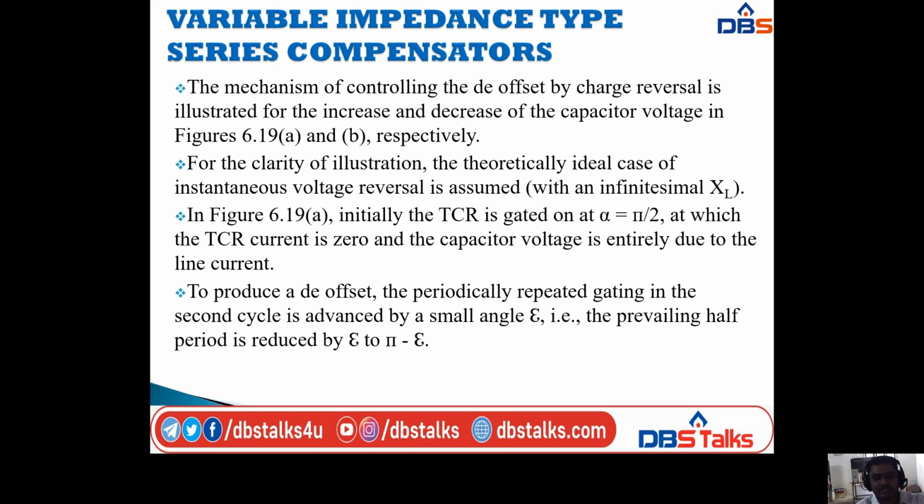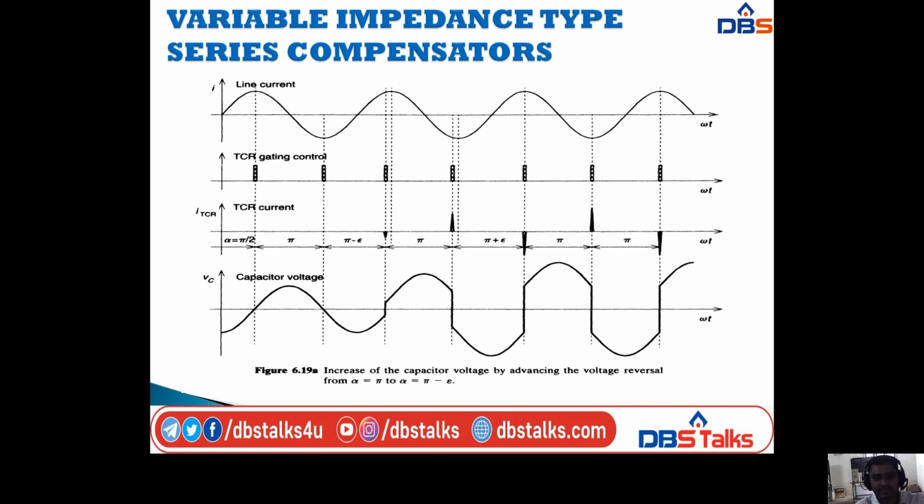Here the capacitor voltage is entirely due to the line current, that is in the first diagram. In the first diagram we have the sinusoidal waveform for the line current. Depending upon the line current, the capacitor voltage is varying, that is the last diagram.